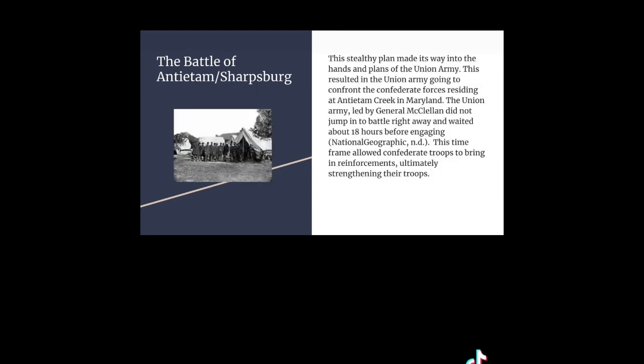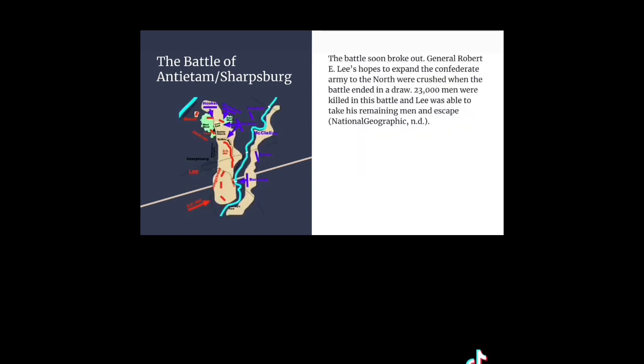This stealthy plan made its way into the hands and plans of the Union Army. This resulted in the Union Army going to confront the Confederate forces residing in Antietam Creek in Maryland. The Union Army, led by General McClellan, did not jump into battle right away and waited about 18 hours before engaging. This time frame allowed the Confederate troops to bring in reinforcements, ultimately strengthening their troops. The battle soon broke out.